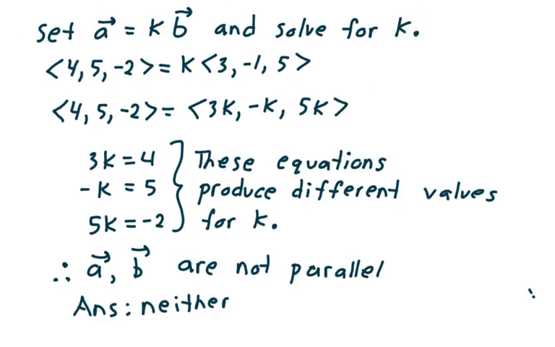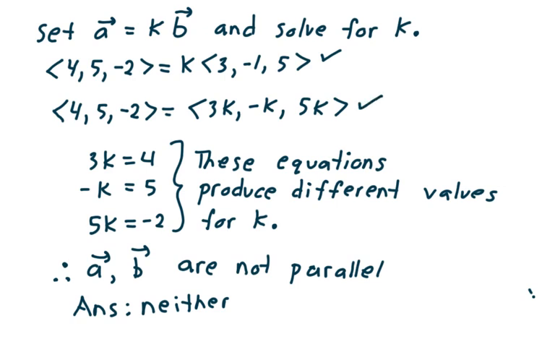So what I'm going to do is set the vector a equal to k times the vector b and solve for k. K is a scalar. So I get the vector 4, 5, negative 2 equal to k times the vector 3, negative 1, 5 right here. And so, therefore, the vector 4, 5, negative 2 is equal to the vector 3k, negative k, 5k.